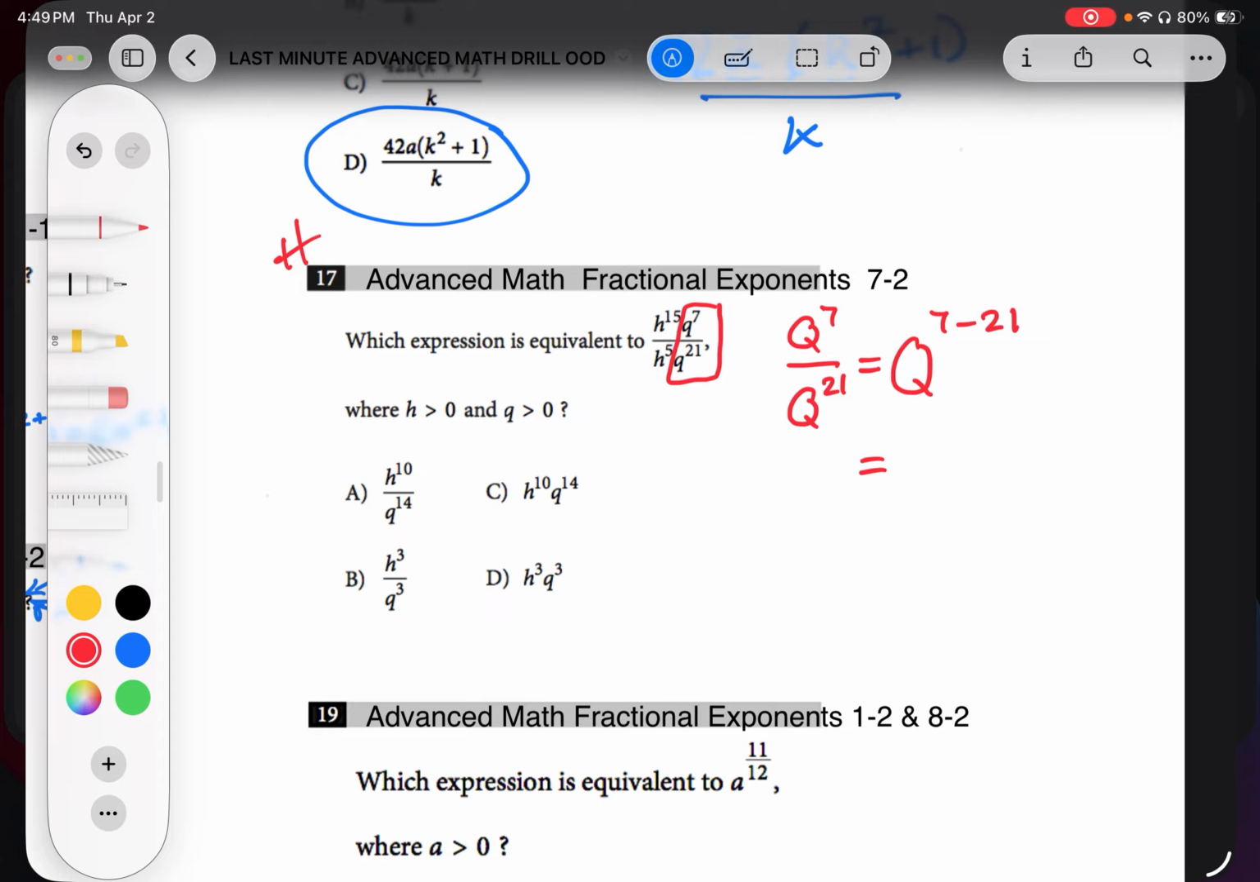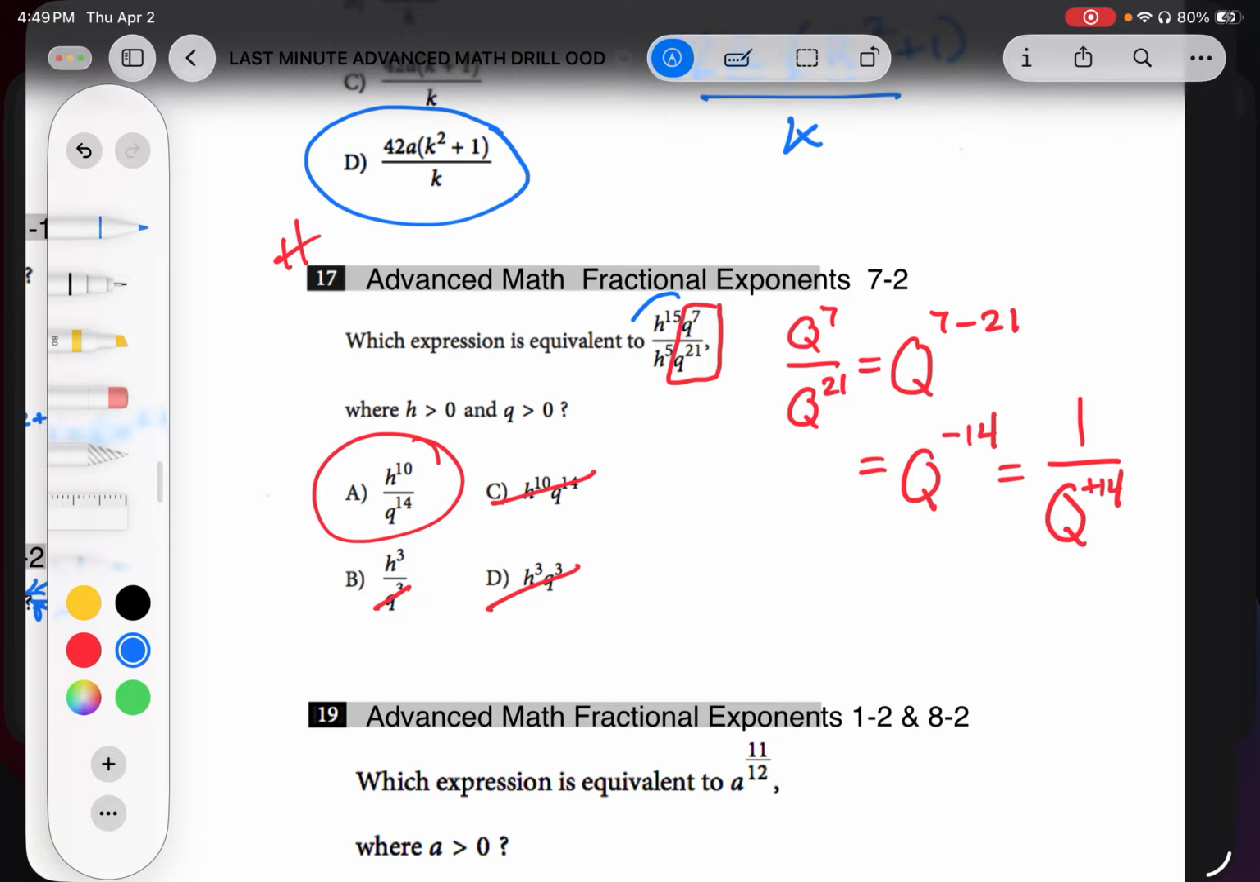So this is going to equal q to the negative 14. q to the negative 14 is the same as saying 1 over q to the positive 14. Just the basic rules of exponents. So which answer is going to show us q to the positive 14 in the denominator? Well, I don't have it here. I have no denominator here, no denominator here. So therefore, A must be my best answer.